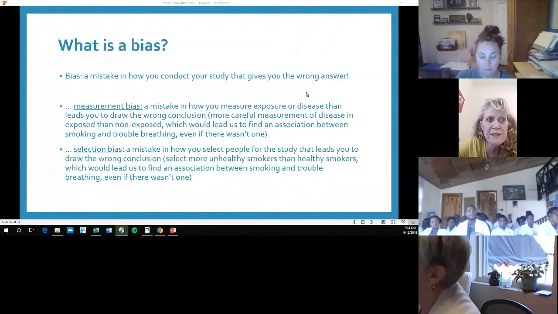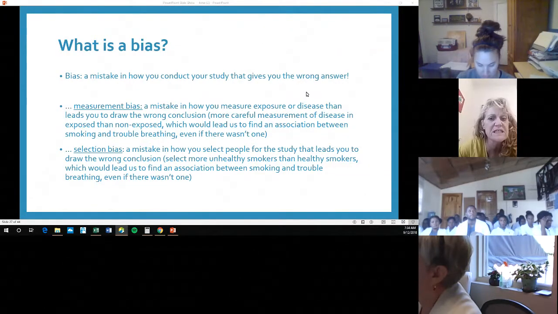So, for example, if we scrutinize the charts more carefully for disease or exposure because we've seen the other measure, we may find an association, say, between smoking and trouble breathing, even if one didn't really exist.